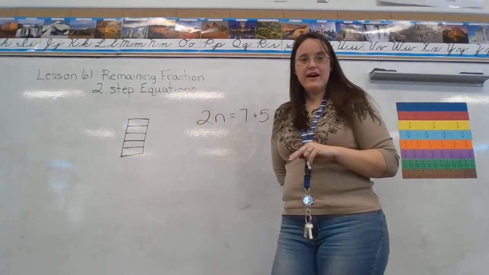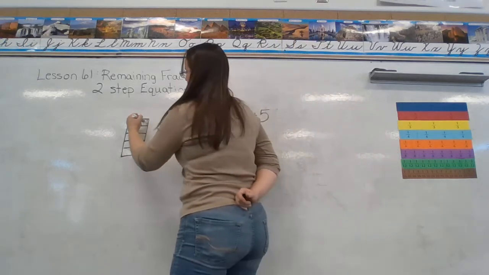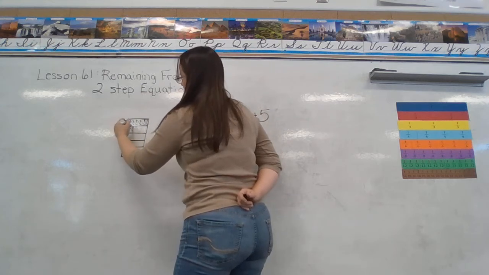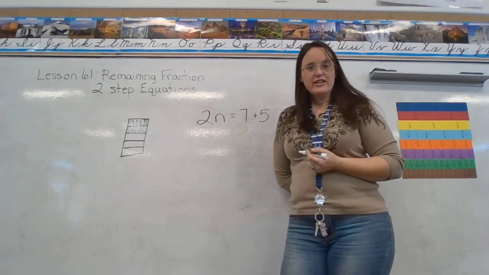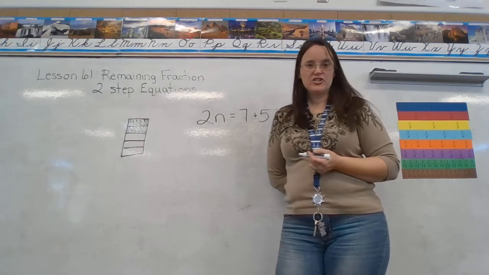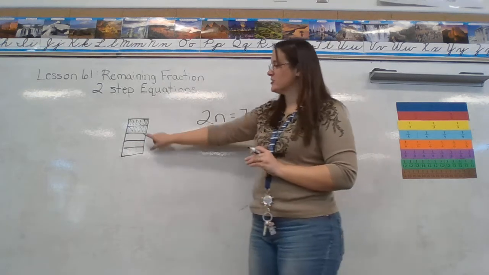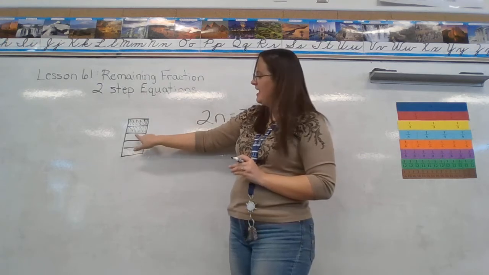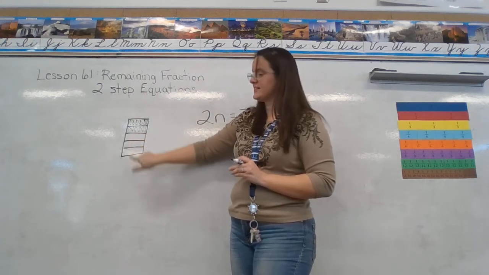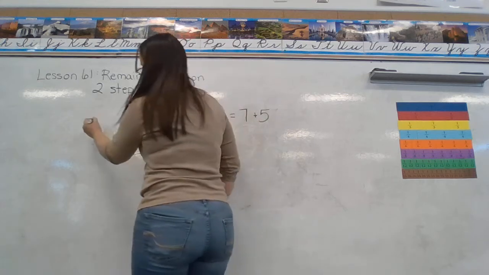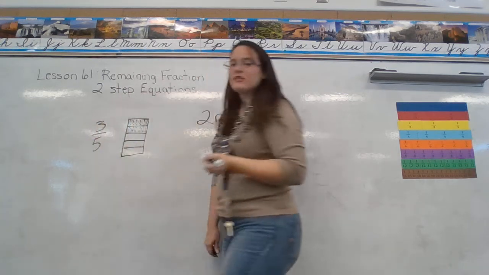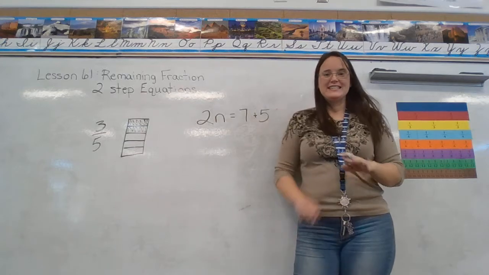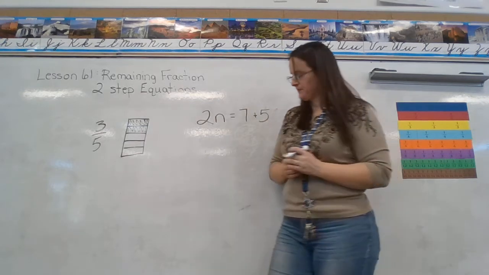2/5 of the crowd cheered. So these guys cheered and these guys cheered. The question says, what fraction of the crowd did not cheer? Well, what fraction do I have left? I have 1/5, 2/5, 3/5. 3/5 of the crowd did not cheer.